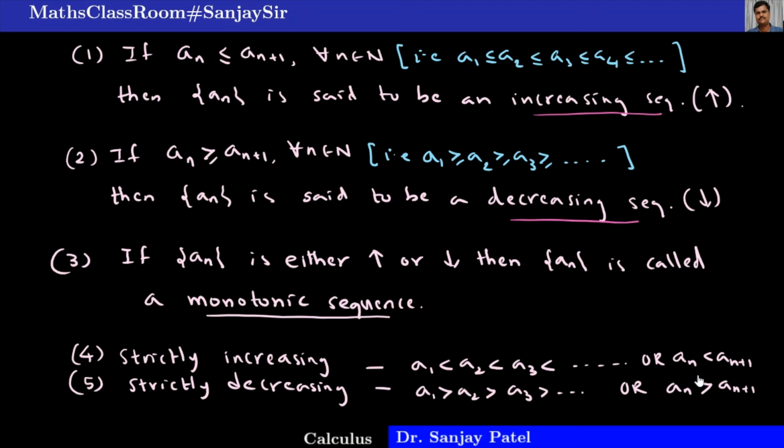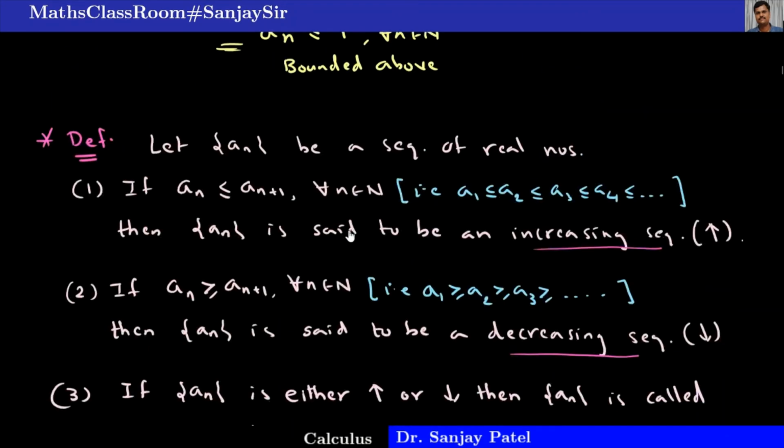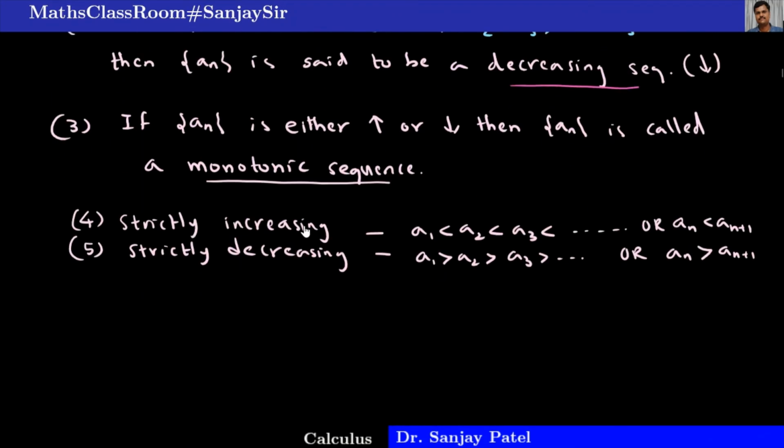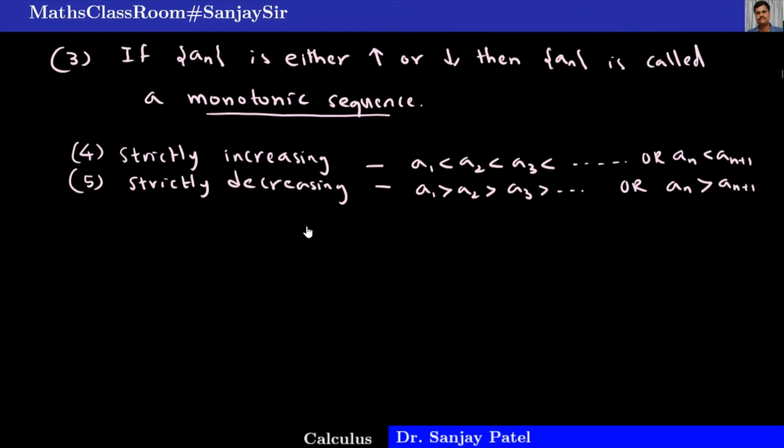So this is about increasing and decreasing sequences. So we have studied two important concepts here. One is bounded sequence and the other is monotonic sequence. If a sequence is either strictly increasing or strictly decreasing, it is said to be a strictly monotonic sequence. Let us see some simple examples of this.